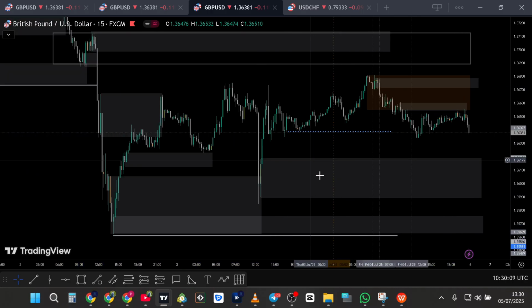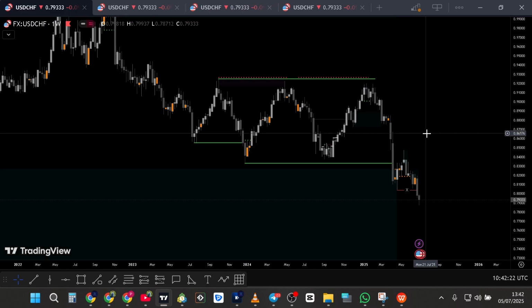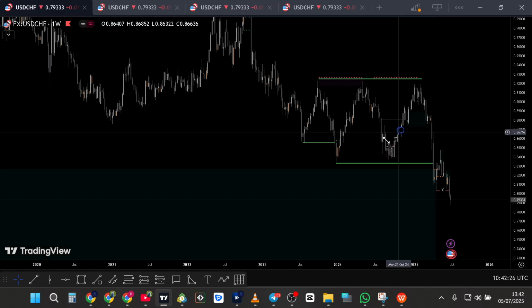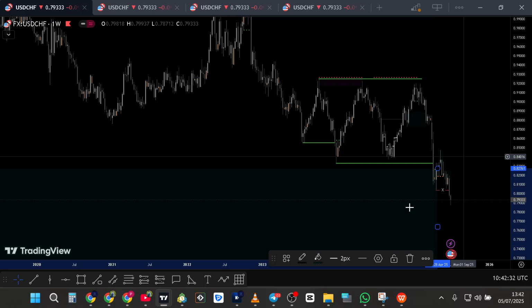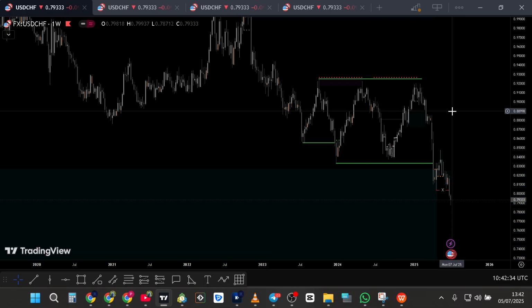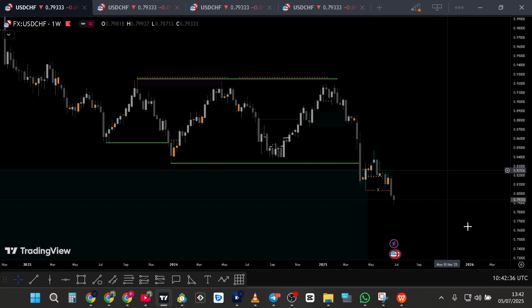So that's the analysis that I have on GBPUSD. Let's now go to USDCHF before we go to the yen. So USDCHF, starting off from the weekly. I think this whole POI that you see here is the monthly, so we will not go there. Let's just concentrate on what we have right now.